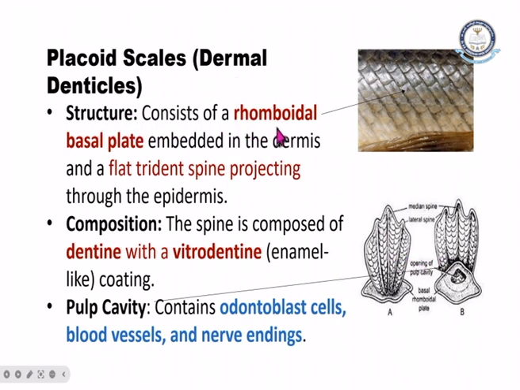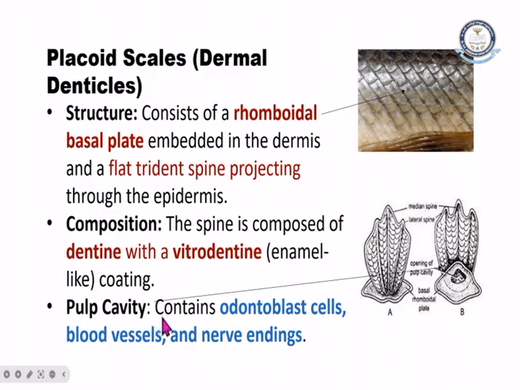The structure consists of a rhomboidal basal plate embedded in the dermis and a flat trident spine projecting through the epidermis. Composition: the spine is composed of dentine with vitrodentine. As we discussed in the earlier class, dentine and enamel can be seen in mammals and also in other organisms where the teeth are made up of dentine and enamel. But in the placoid scale, the enamel is replaced with vitrodentine. As these two belong to teeth, they are also called dermal denticles.